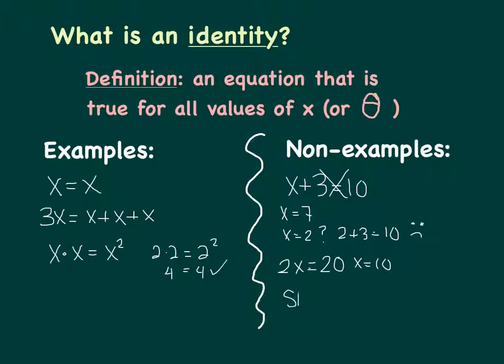Even some trig equations are non-examples. If I said the sine of x equals 1, well, that's true when x equals pi over 2. It's also true when x equals 5 pi over 2. And anytime I add 2 pi to any of these, so there's many answers, but unfortunately not all values of x work, so it's also not an identity.